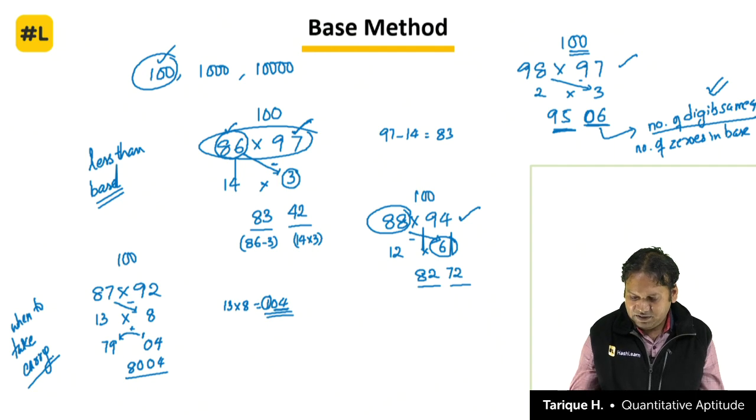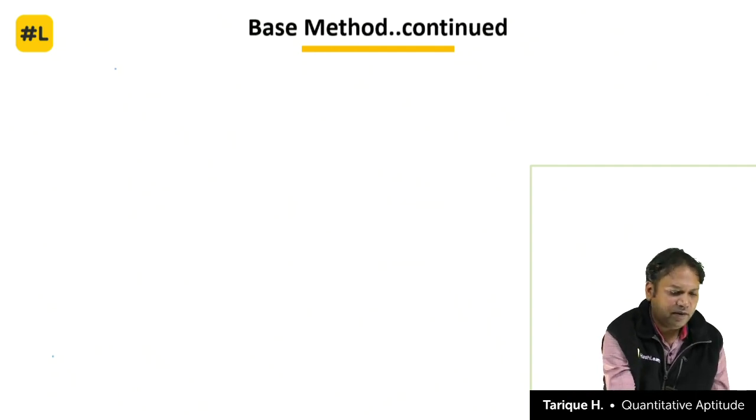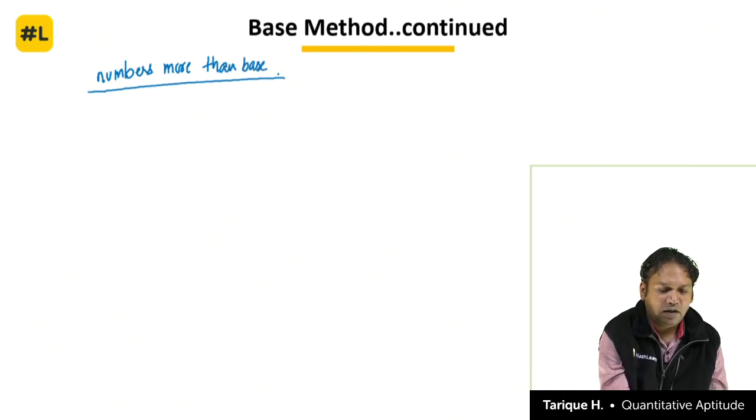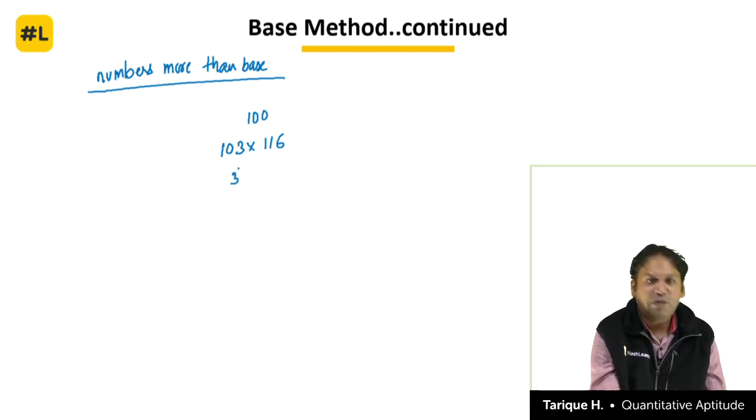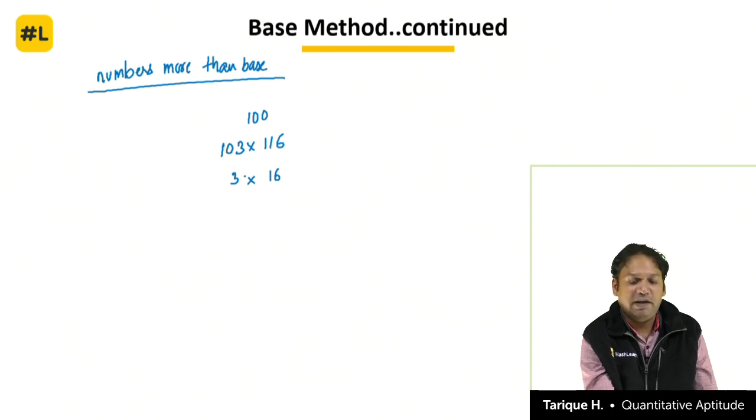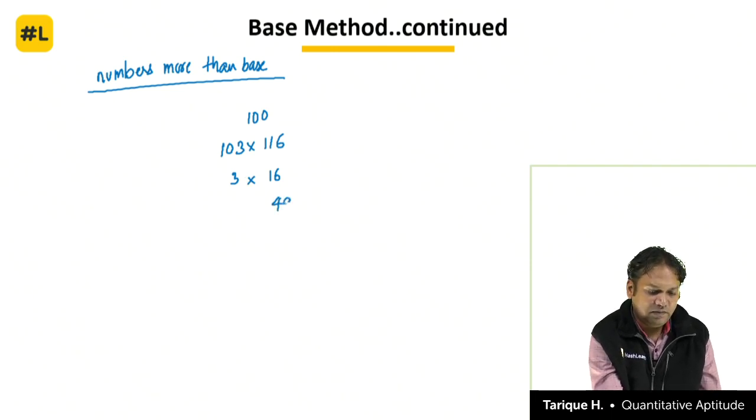Next thing about the base method, that is for numbers more than 100. For numbers more than the base, what do we do? Let's say for example 103 into 116. You see both these numbers are more than 100. So how much more they are? See, we don't write plus minus, just see the difference. How much more? 3 and 16. Just as you have done earlier, we will multiply 3 into 16, 48.